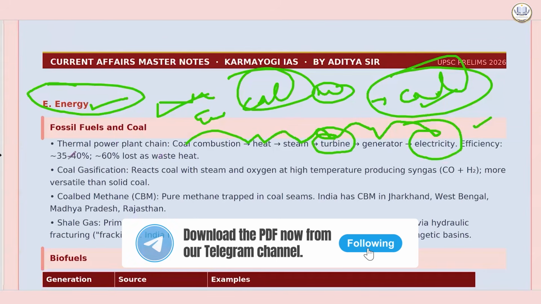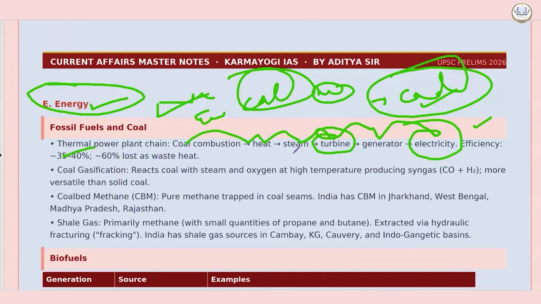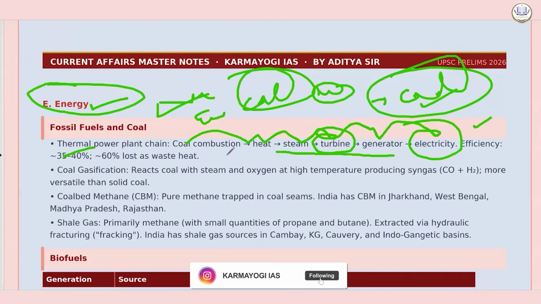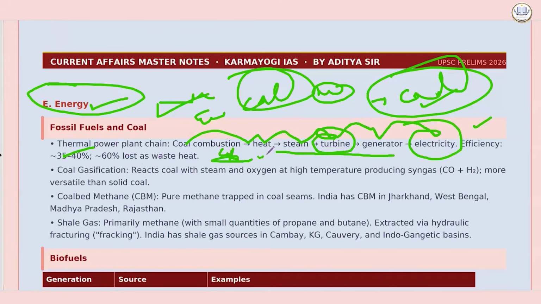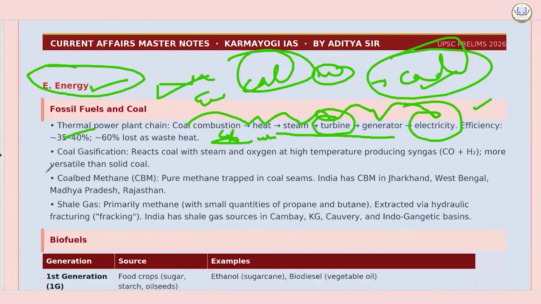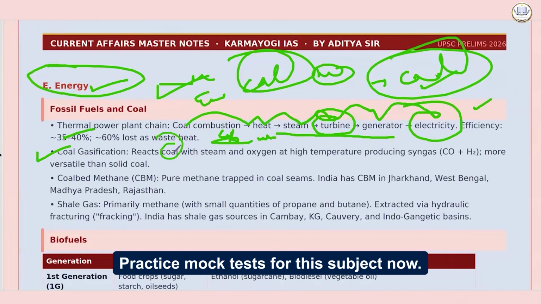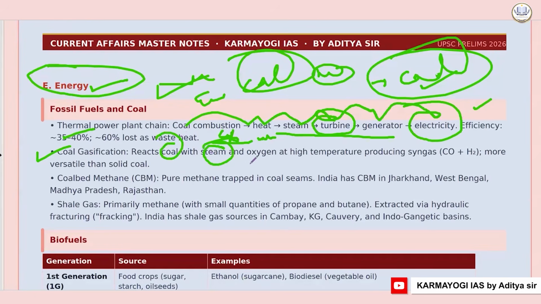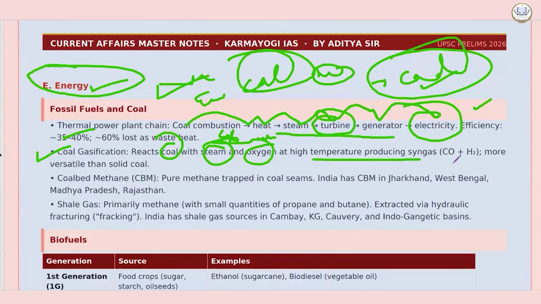Now, efficiency is 35 to 40%, and 60% of the energy is lost as waste heat. There is coal gasification, in which coal is reacted with steam and oxygen at a very high temperature to produce syngas. Syngas contains carbon monoxide and hydrogen. It is more versatile than solid coal. It can be used at various places.